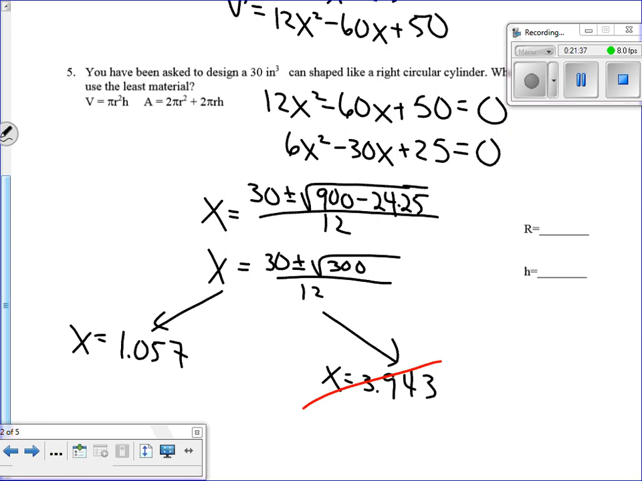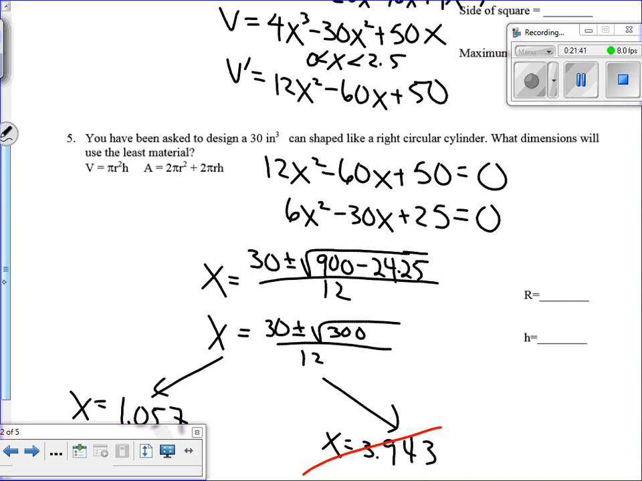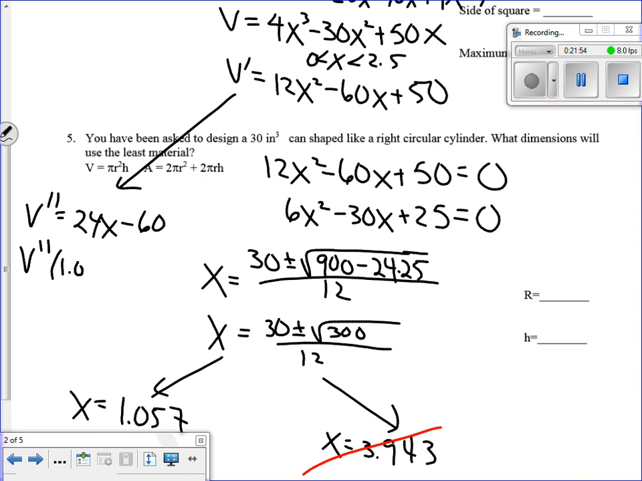Just to make sure, we'll get the second derivative. So let me go back to where I had the first derivative. So the second derivative is equal to 24x minus 60. And if I were to plug in that 1.057 into it, it's going to be negative, which means my volume function has a max there. So I have a maximum volume.